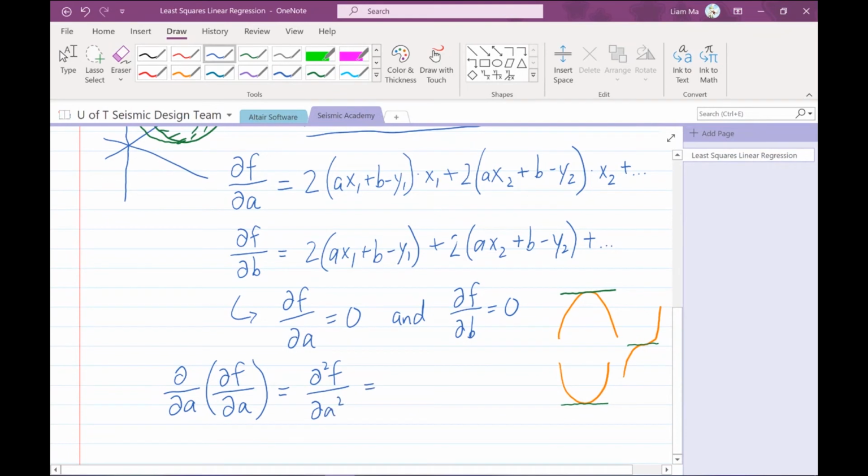And this is the notation for that. So if we go ahead and do this, and remember we're keeping a constant, we're going to see that it's basically 2x sub 1 multiplied by x sub 1, which is 2x sub 1 squared.